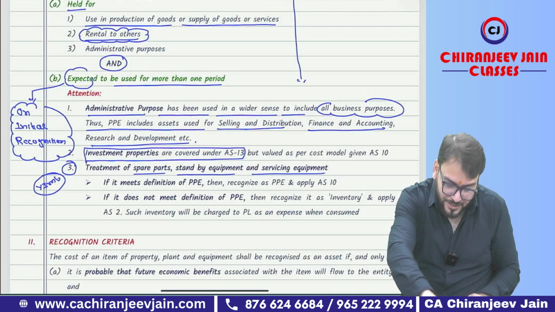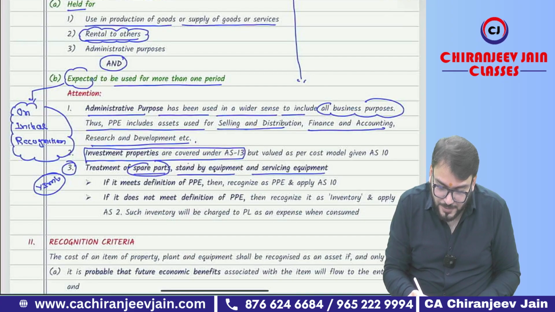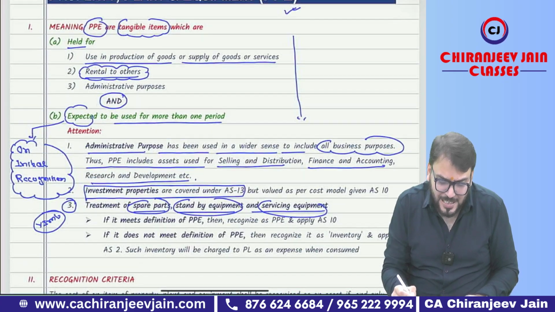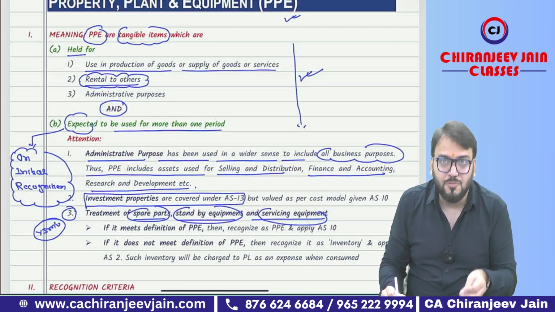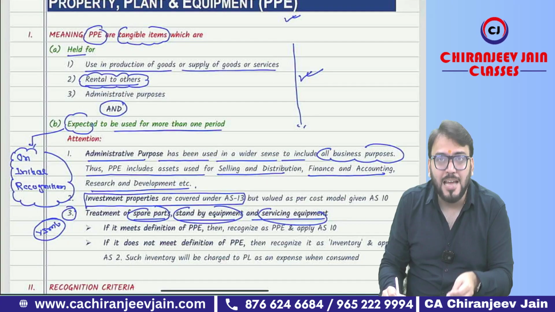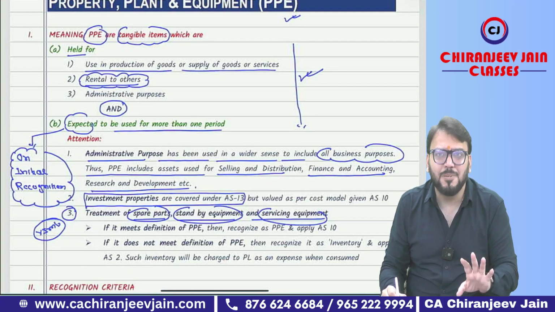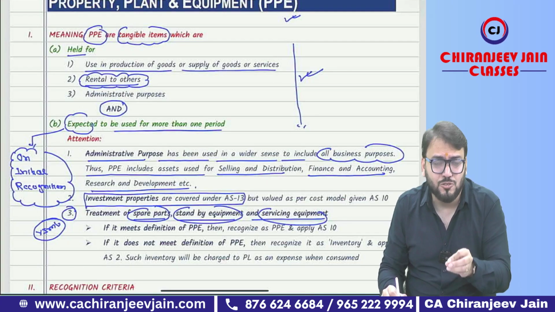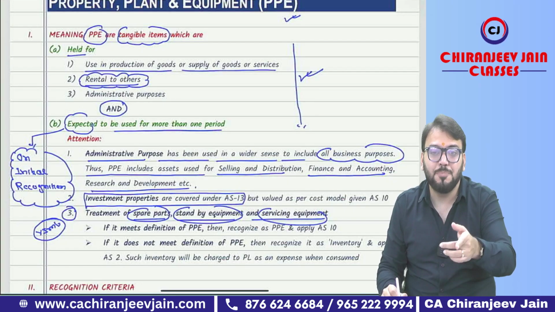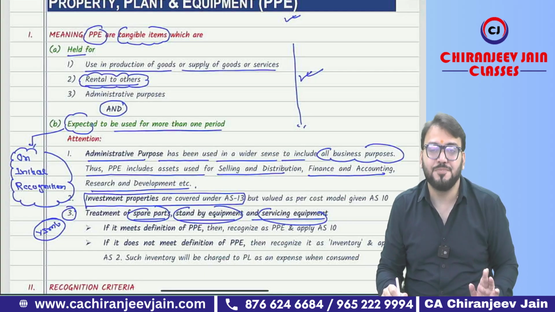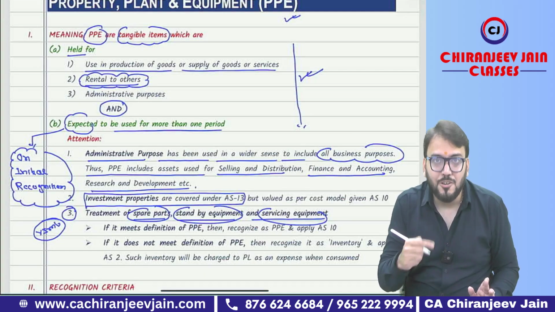Let us apply the definition. So spare part, standby equipment, service equipment. Can I say it will always meet the first condition? Because of course it will be used for production or supply or for admin purpose. Correct now. Basically it is used for production only. Correct? Because if you are doing repair and maintenance, so repair and maintenance is directly related to production. Are you getting what I am saying?